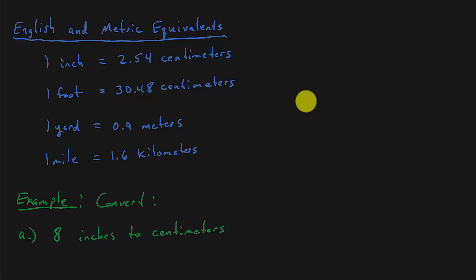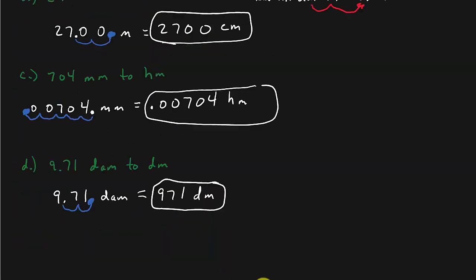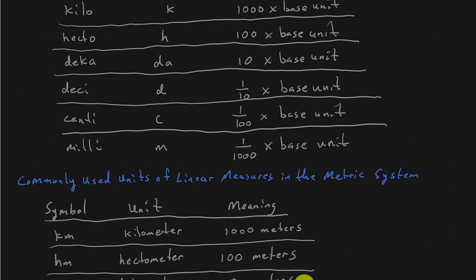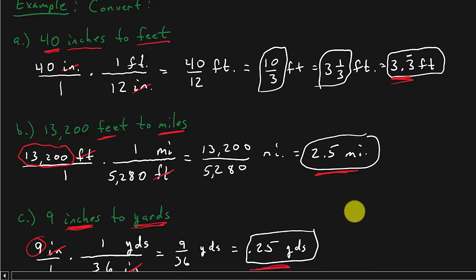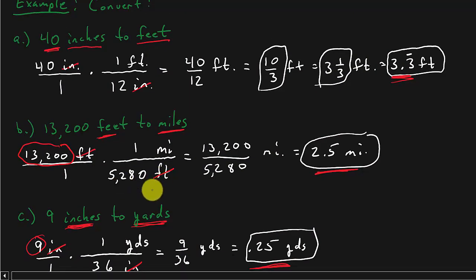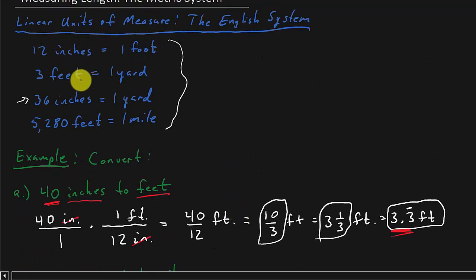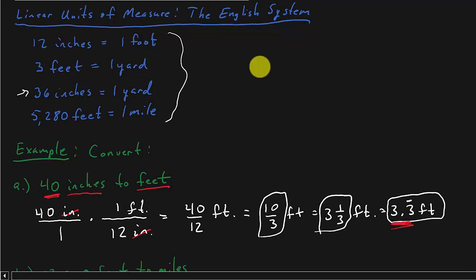Whatever. If they make you memorize them, just memorize them. So here we've got 1 inch is 2.54 centimeters, 1 foot is 30.48 centimeters, 1 yard is 0.9 meters, and 1 mile is 1.6 kilometers. All right, so basically what we're going to do is just like what we did up here when we were doing these conversions. It's just different numbers.